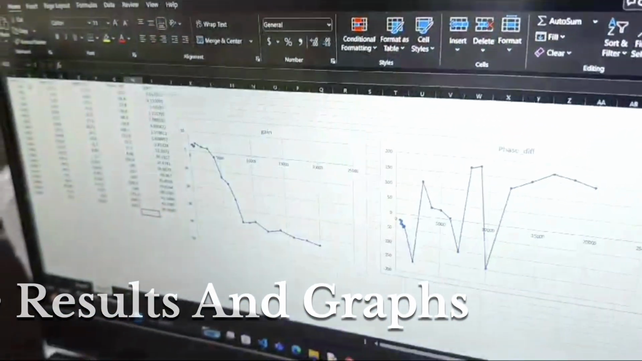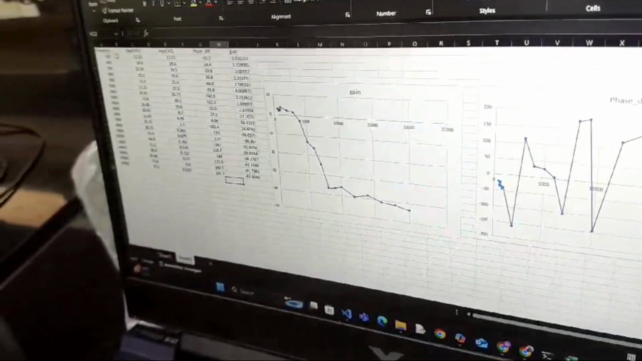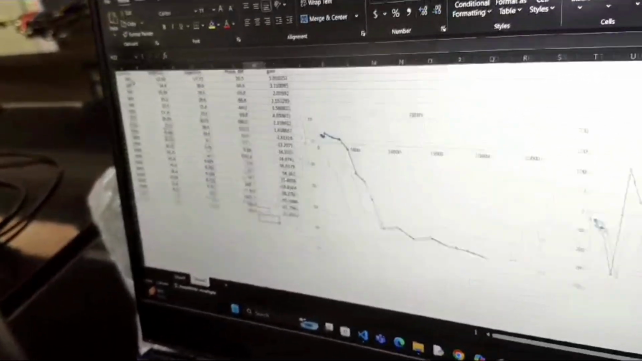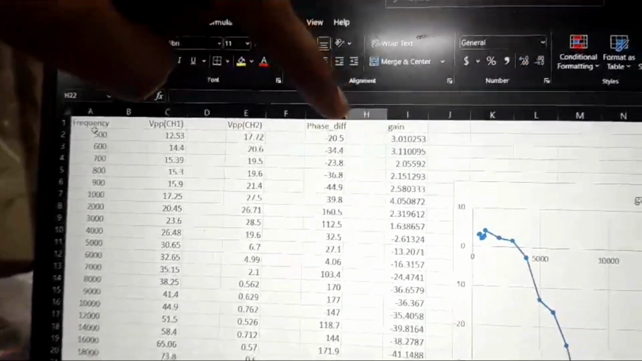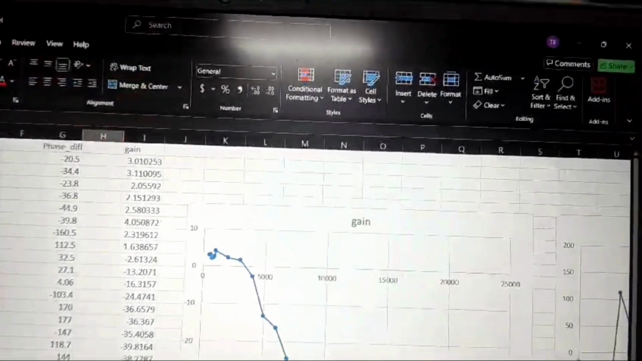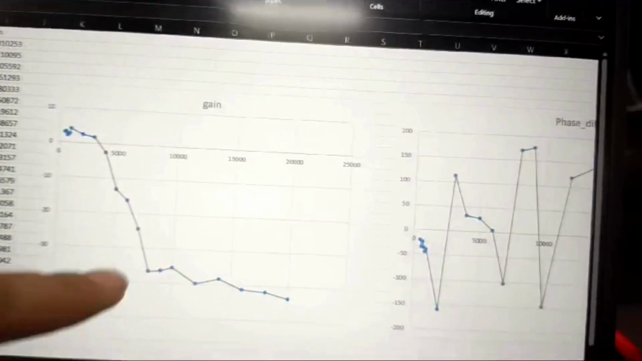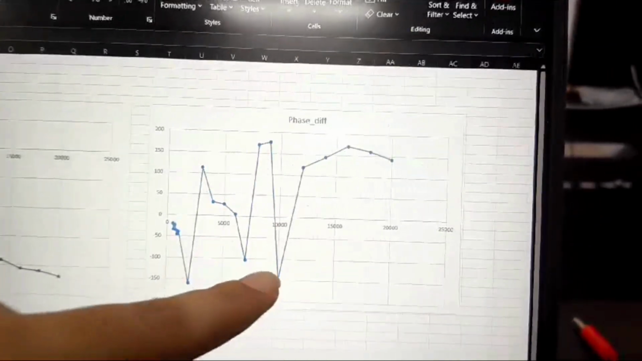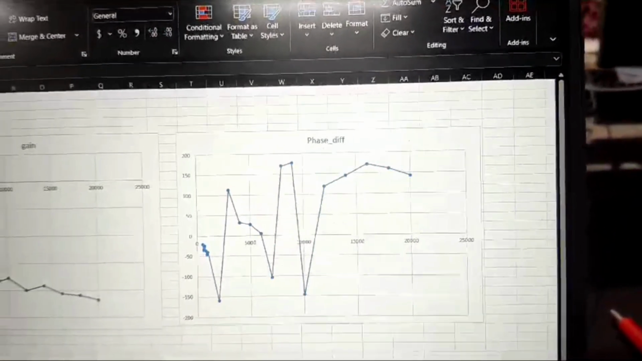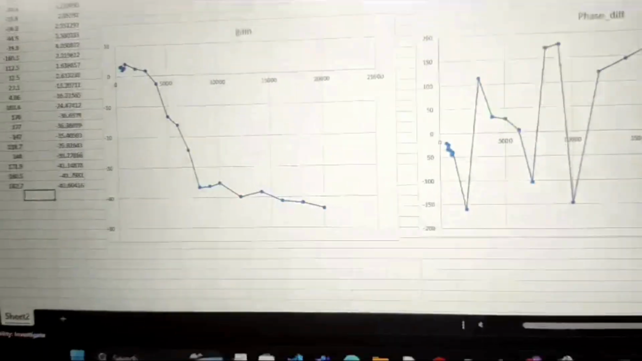After performing the experiment, we took the readings by varying the frequency. We took input voltage, output voltage, phase difference, and we calculated the gain and plotted two graphs, one which is gain versus frequency graph and the other which is phase difference versus frequency graph. Here we got the two.